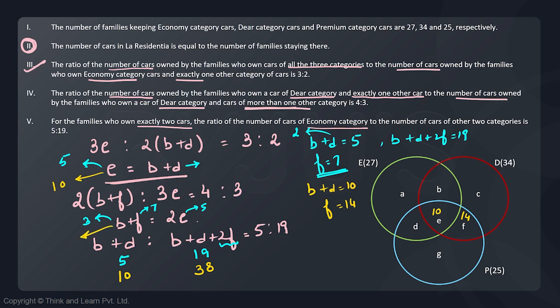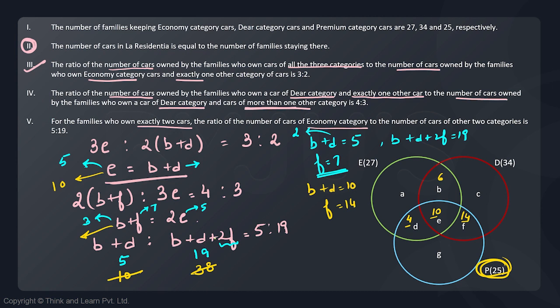From here, I get B as 2 into 10, 20. 20 minus 14 is 6. So I get B is equal to 6. And once I get B is equal to 6 and B plus D is 10, I get D is equal to 4. 4 plus 10 plus 14 makes it 28, whereas this circle was equal to 25 only. I am getting the sum of three values itself as 28. So by that logic, I cannot even take them as 10 and 38. And of course, when I cannot even take them as 10 and 38, how can I take anything more than that?